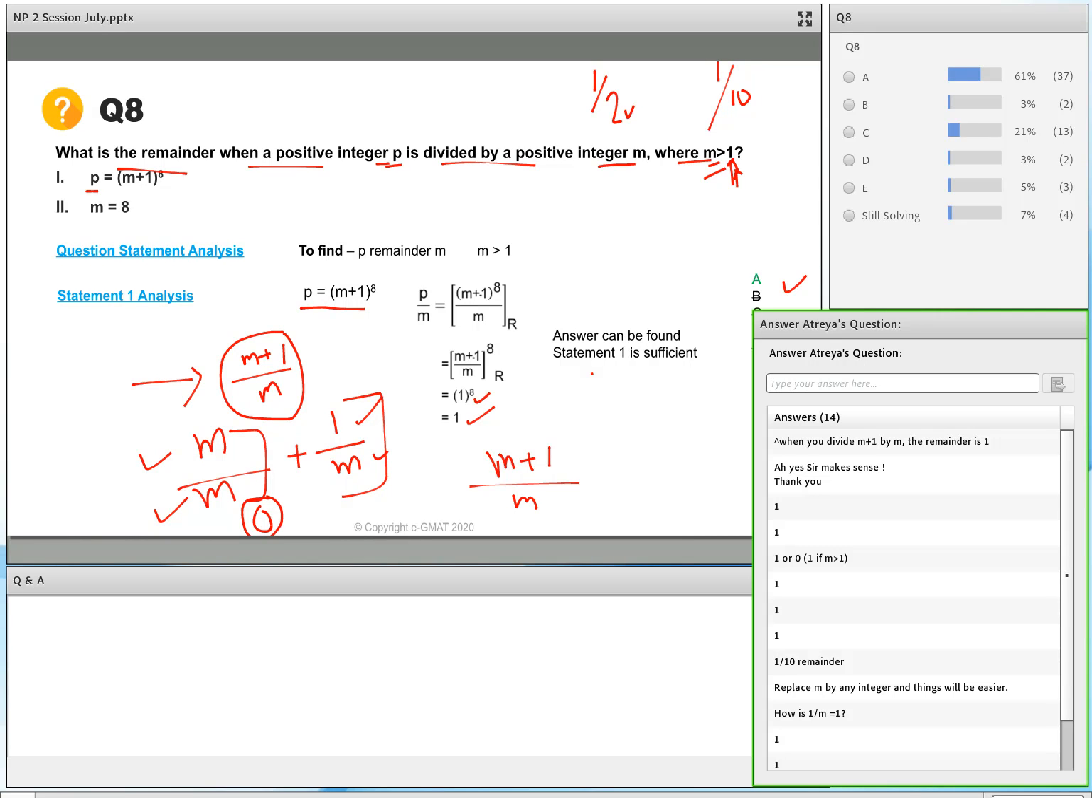Rohit, makes sense. Prashant, is that clear? Garima, is that clear? 1 by 10. If I'm dividing 1 by 10, what is the remainder? The remainder is equal to 1, right? Okay, Garima, is that clear for you? Do let me know, please.